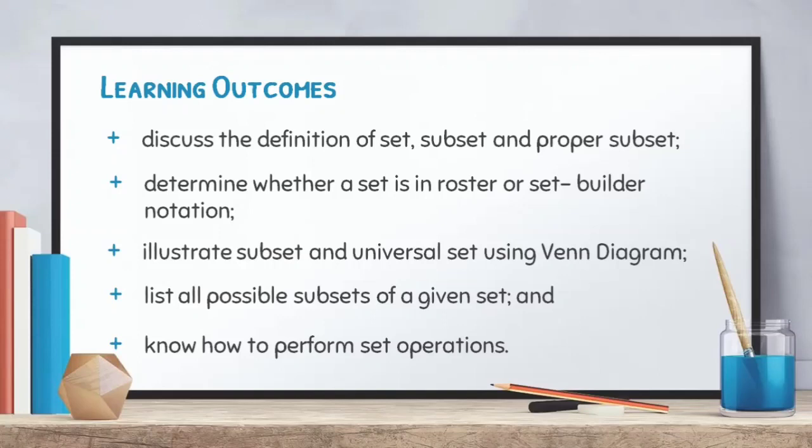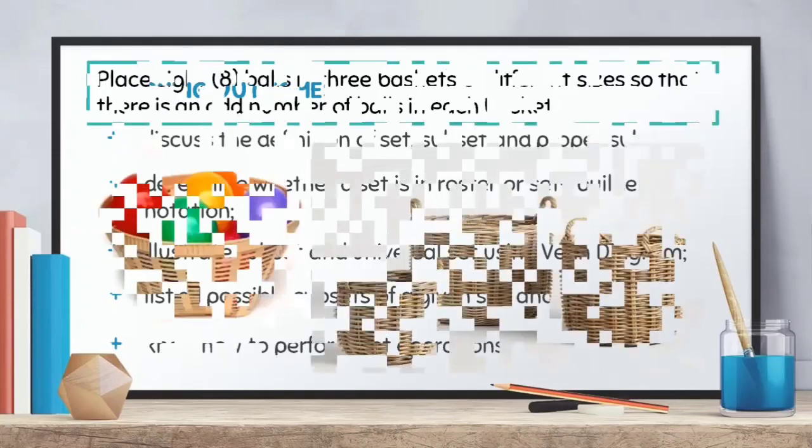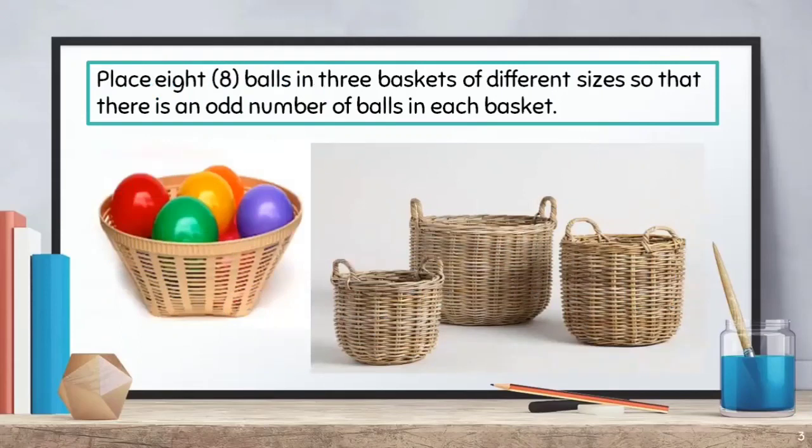None. Okay. Now, before we go to our discussion proper, I have here a problem. So I'm going to read first our problem. Place 8 balls in 3 baskets of different sizes so that there is an odd number of balls in each basket. Now, if you want to answer this problem, you can pause our video.